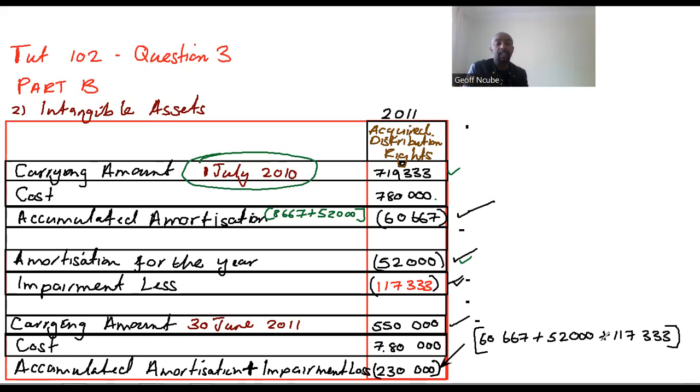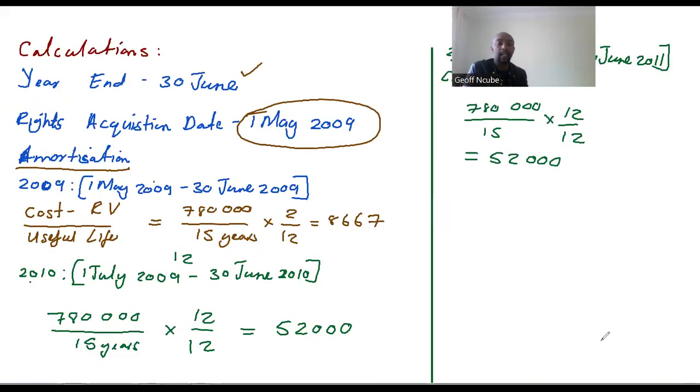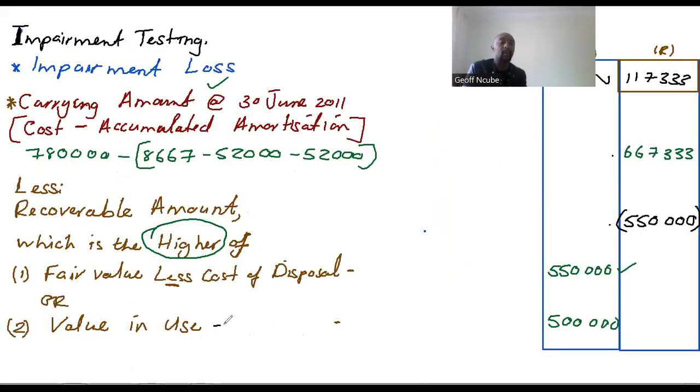So that's how you approach and do a question on impairment. There might be complications in the future on the value in use because they are saying there are cash flows. So we'll cover those in the next videos.